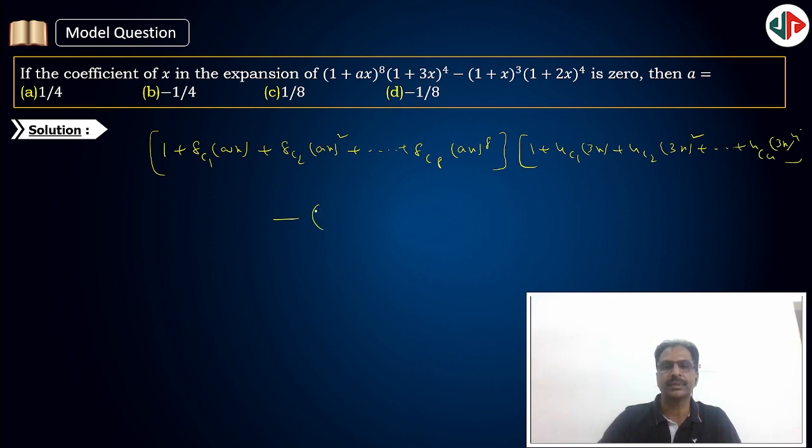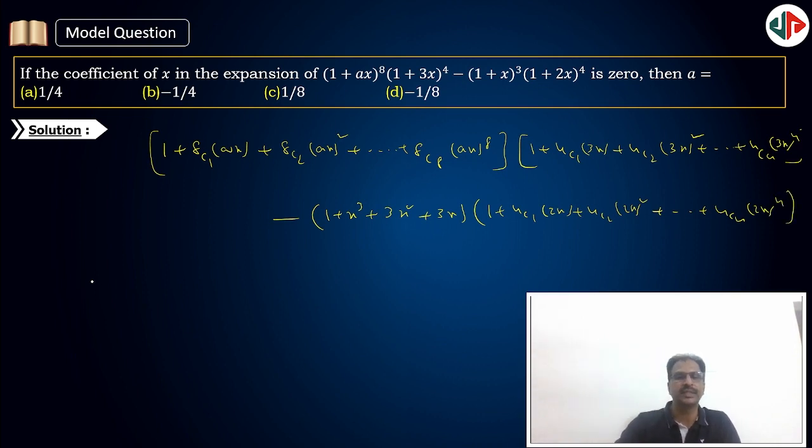Minus, what is the (1 + x)³ expansion? 1 plus x³ plus 3x² plus 3x, into 1 plus 4C1 into 2x, 4C2 into (2x)², up to 4C4, (2x)^4. So I wrote all the expansions. In this, the coefficient of x is 0, given.